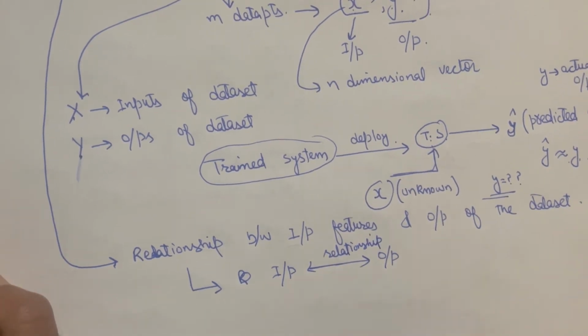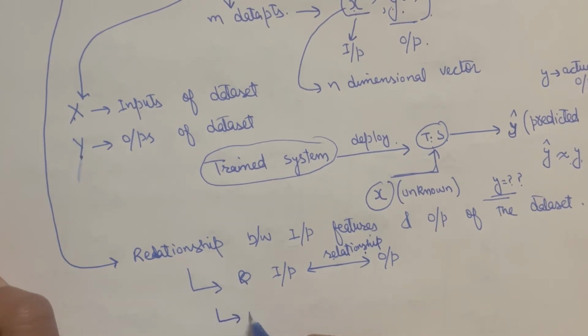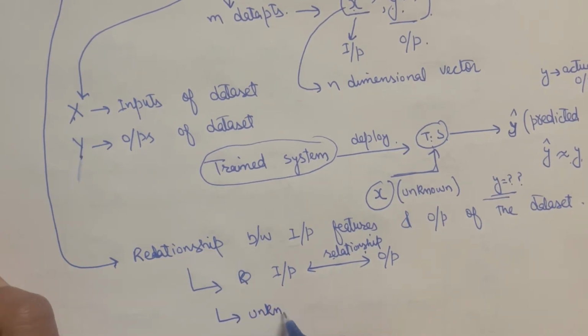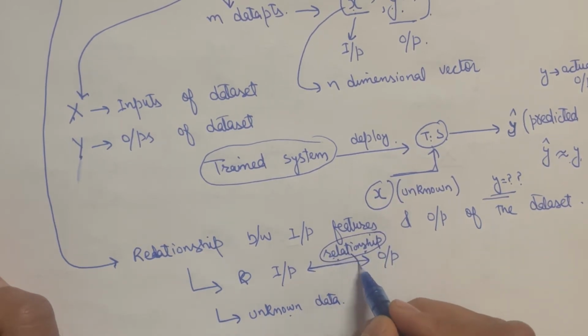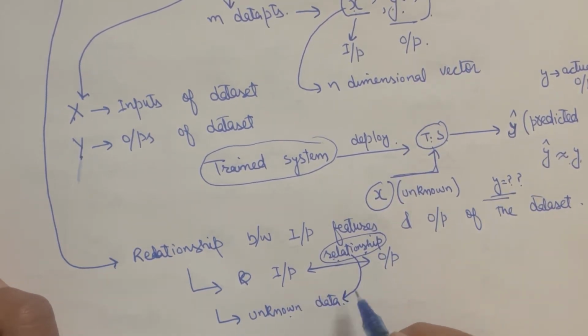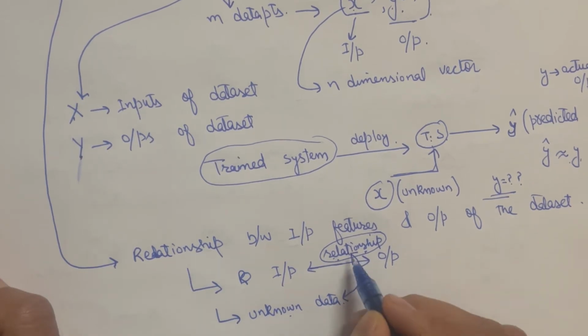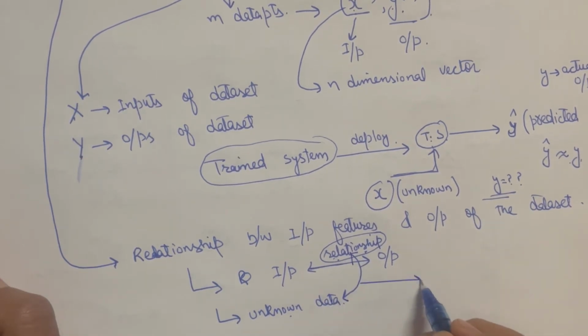Okay, then after finding this relationship, if we have now unknown data and we already know how it will be related to the output based on this relationship, we will use this relationship and this particular data, we will combine these together and we will get the predicted output.